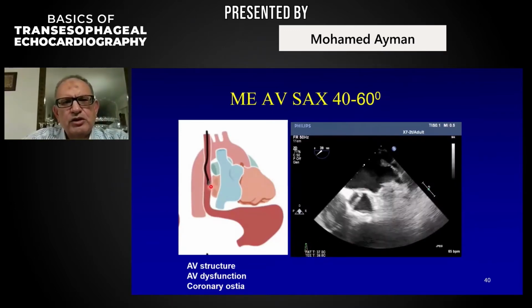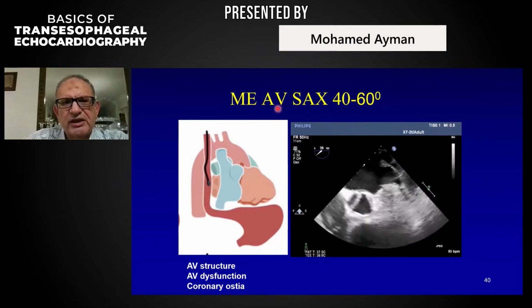Still, from the mid-esophageal view, by some manipulations and rotations, you can get the aorta in the short axis like this. This is the aortic root, and we have the three aortic cusps. Actually, they are thickened and sclerosed in this patient. So this is a mid-esophageal again, short axis.